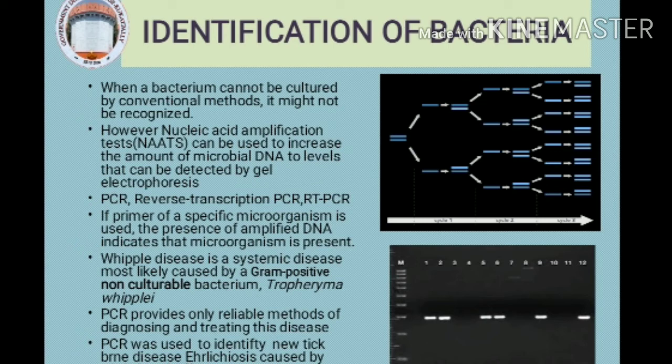Whipple disease is a systemic disease most likely caused by a gram-positive, non-culturable bacterium, Tropheryma whipplei. This was first identified by using polymerase chain reaction. PCR provides a reliable method for diagnosing bacterial diseases. PCR was used recently to identify the tick-borne disease Ehrlichiosis, caused by Ehrlichia chaffeensis.